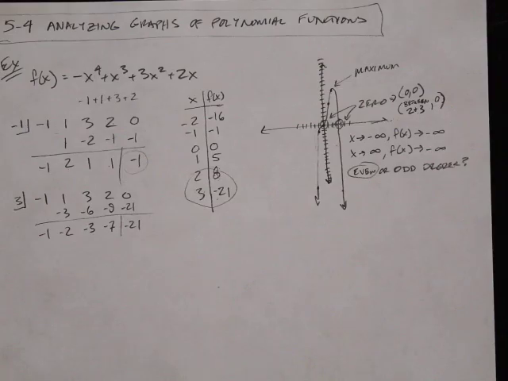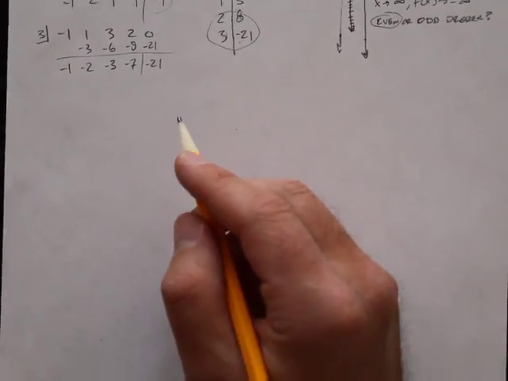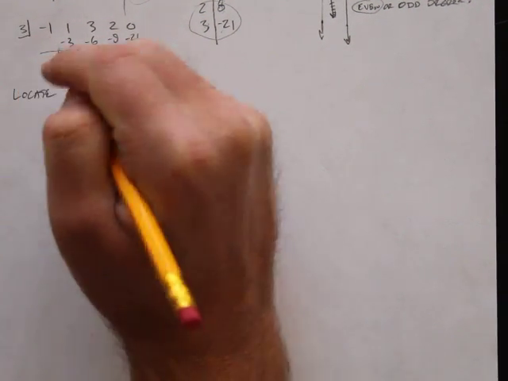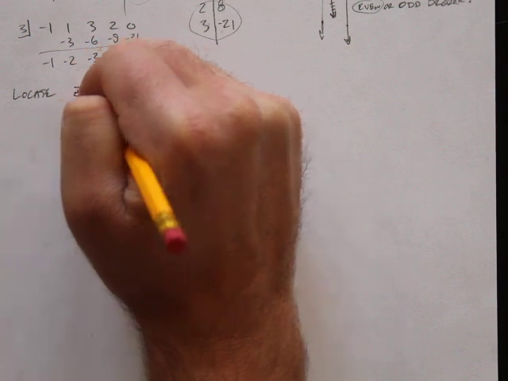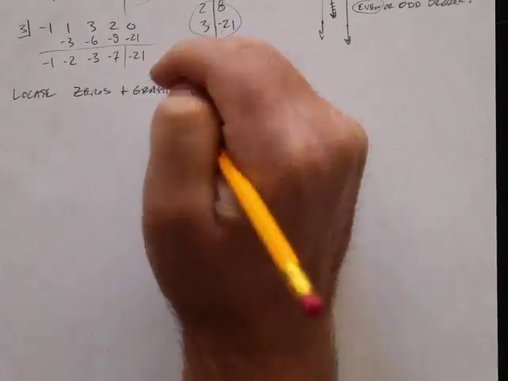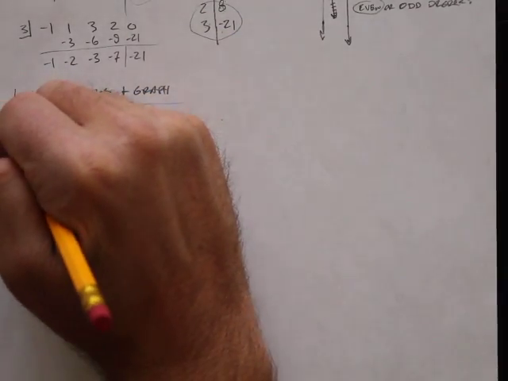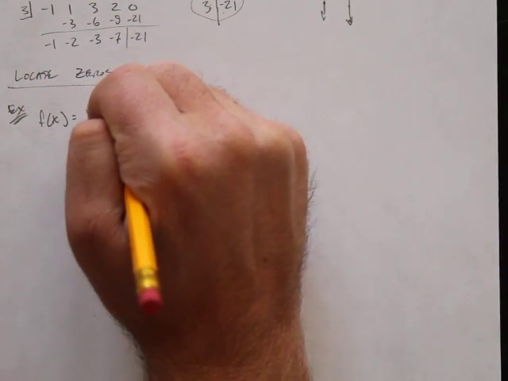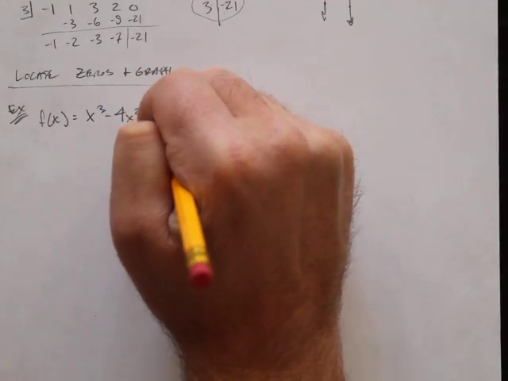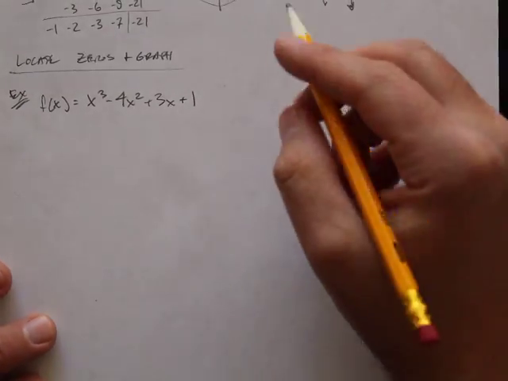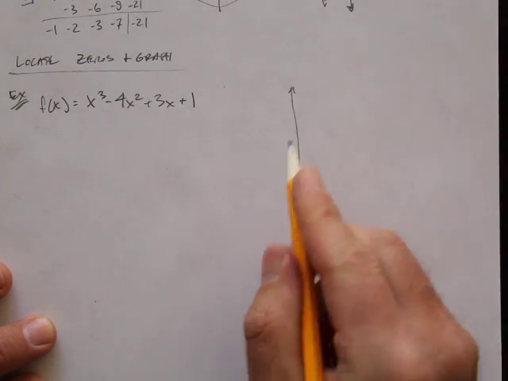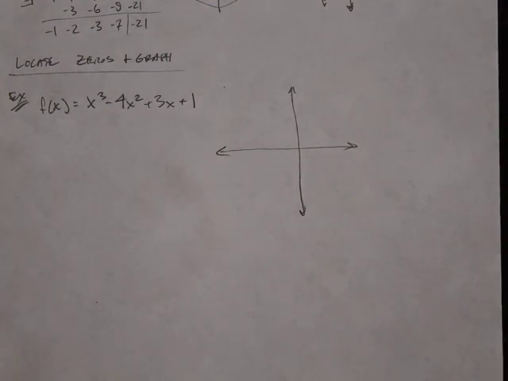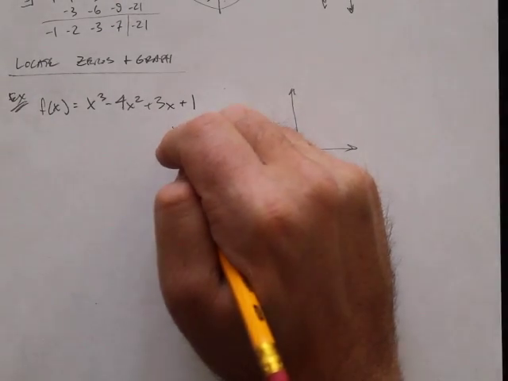There you go. All right, let's do one more. We'll just do this one together. Locate zeros in a graph. Here's our example: f of x equals x cubed minus 4x squared plus 3x plus 1. So we have a t-table. We'll put it over here like we did last time.